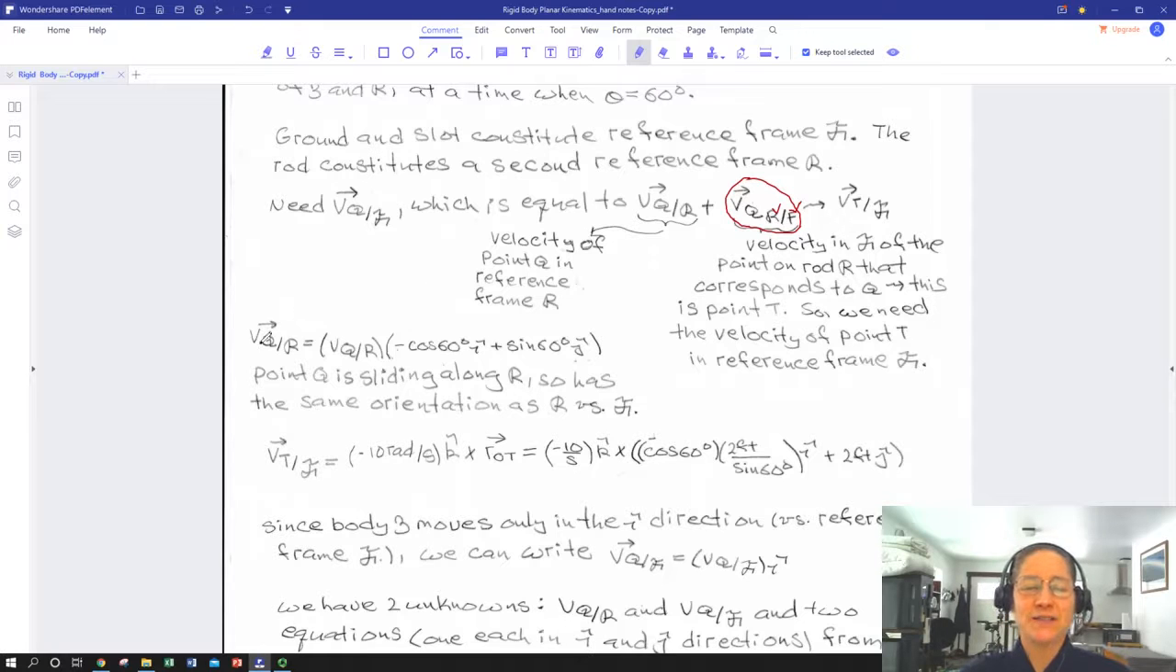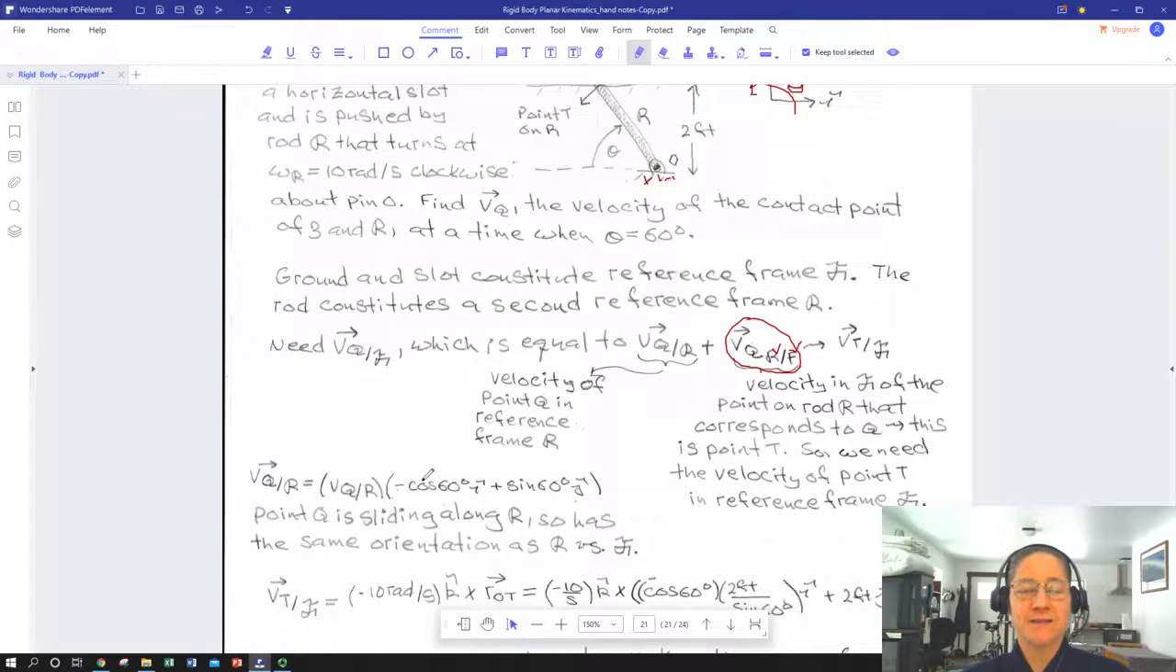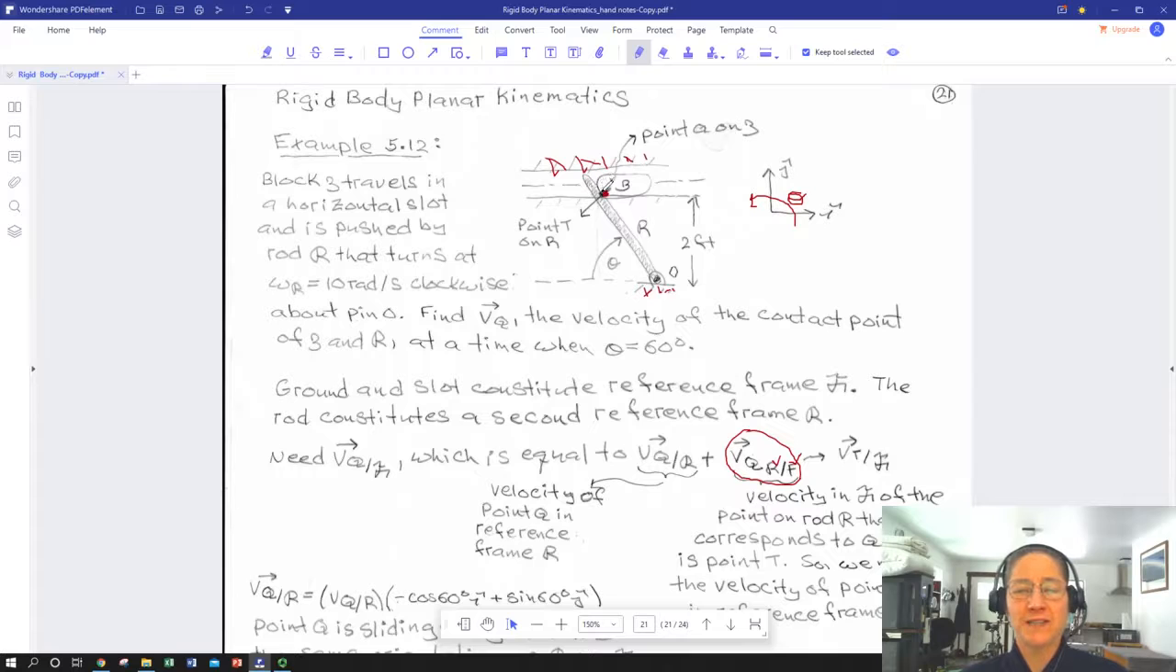And say, okay, how is Q on the block moving with respect to the rod? And the answer is it's moving back and forth along the rod, which is a little bit hard to imagine. But basically point Q can be thought of as sliding up and down on the rod, or the rod is going to slide up and down on point Q, as the case may be.